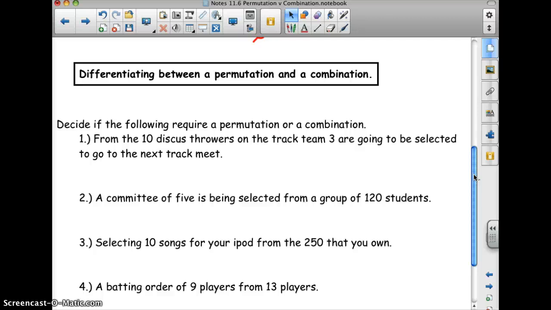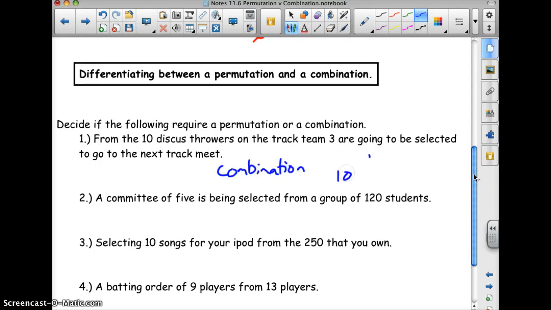From the 10 discus throwers on the track team, 3 are going to be selected to go to the next track meet. Now, does it say anything about the order that they're going to be selected in? Like, somebody's going to be the captain, or the first, second, or third thrower? It just says I'm picking 3. If I'm picking a group of 3 out of 10, and either you're going or you're not, then that is a combination. And that would be 10C3.